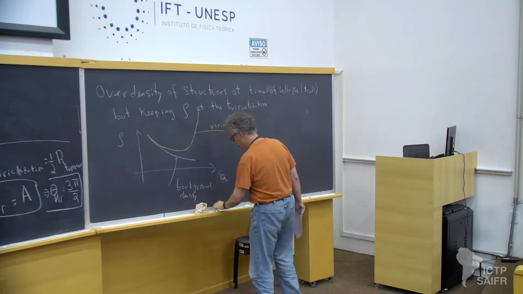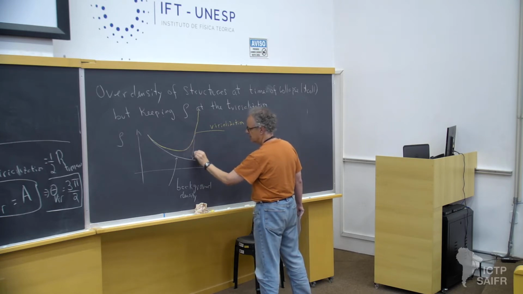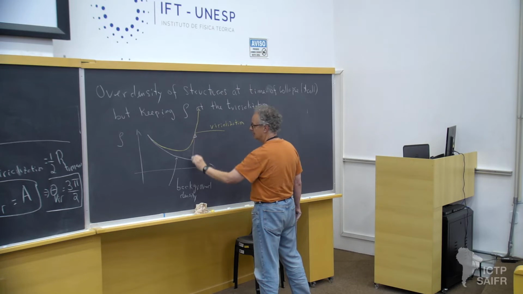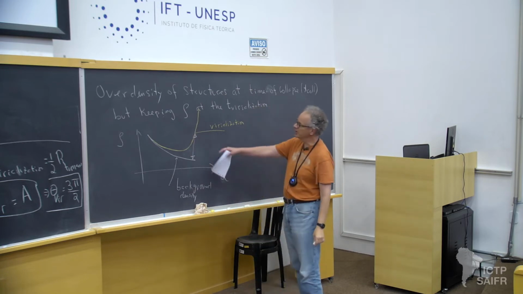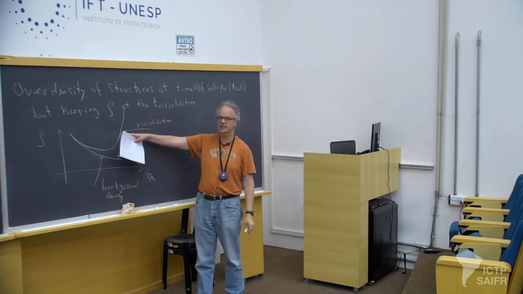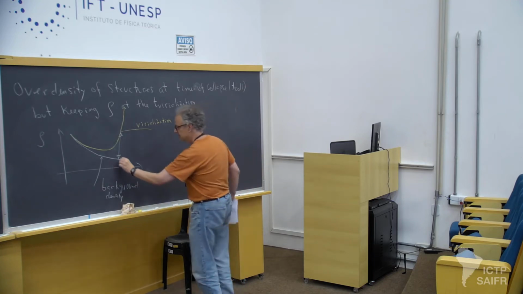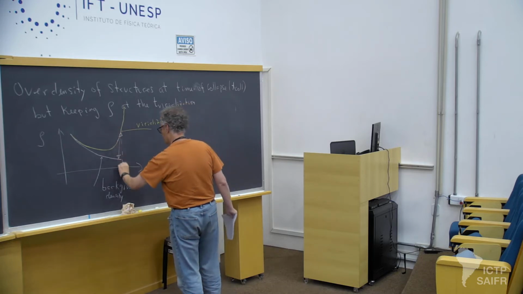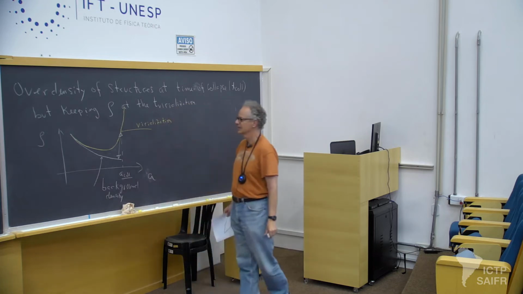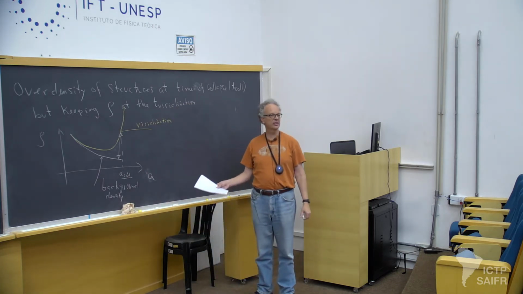And what I want to compute is actually this ratio here. I want to compute the ratio between the background density and the density in the perturbation at virialization, at the time of collapse. So this is T collapse, or a collapse. So is it clear what I want to do at least?